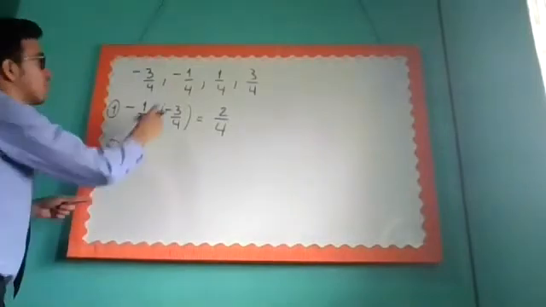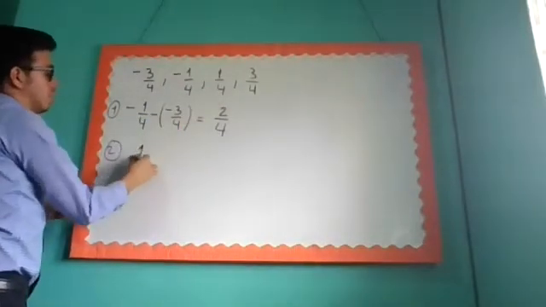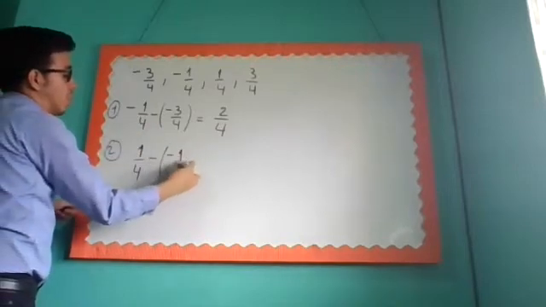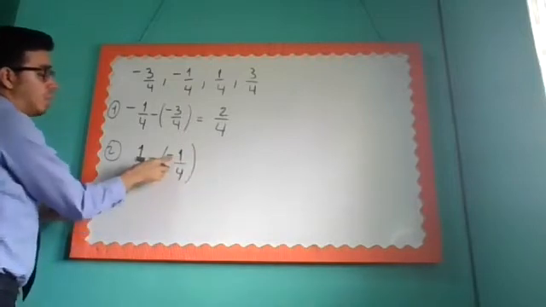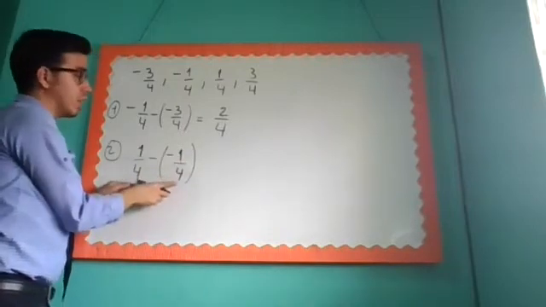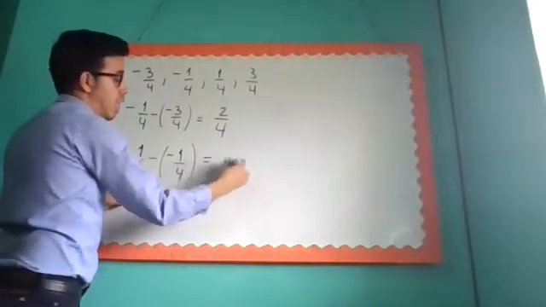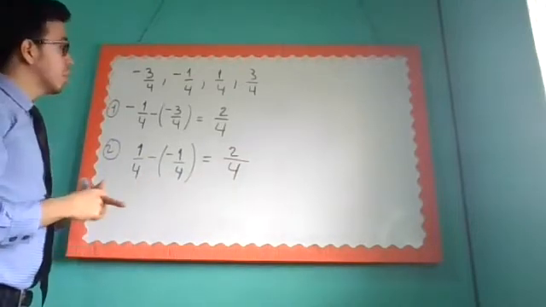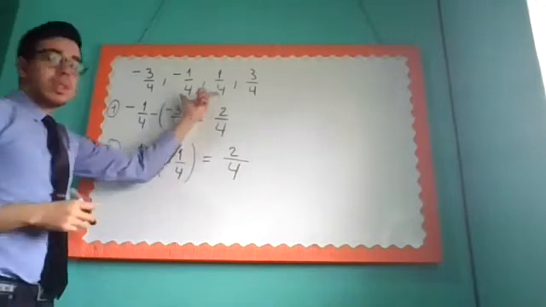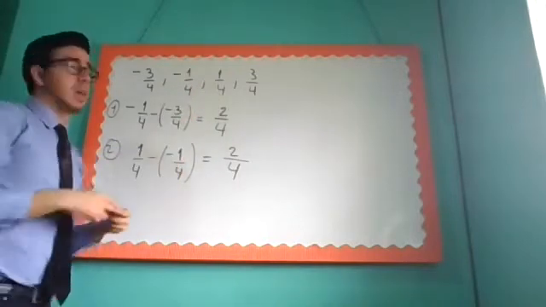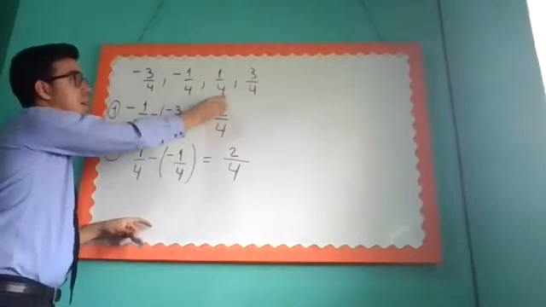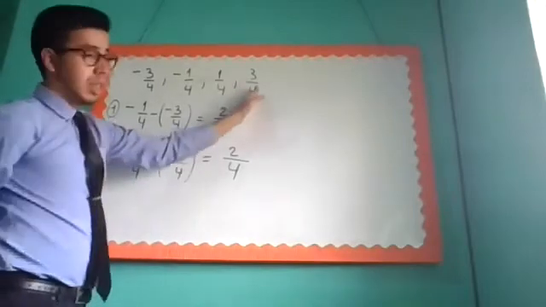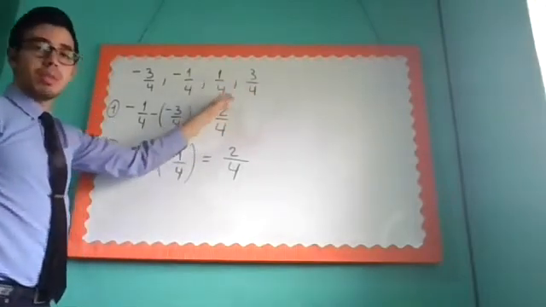Number 2, I subtract 1/4 minus -1/4. Negative and negative are going to be positive, so I'm going to add, keep the same denominator, 4, and 1 plus 1 is going to be 2. Again, I have 2/4. Look, what I'm doing here is only subtracting to find out if the difference is the same. I subtract the number here minus the previous number, and I'm going to do the same with each one.